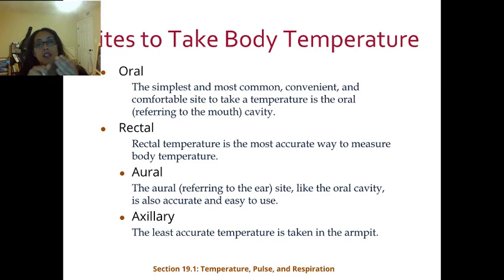So, different sites to take the body temperature. The oral is the simplest, most common, convenient, comfortable. It's the most frequent one. Rectal, mostly just children, is the one you would do rectal. If you have a kid who is just screaming and will not stand still for you at all, but I would still go to the strip. But rectal is the most accurate way to measure the body temperature.